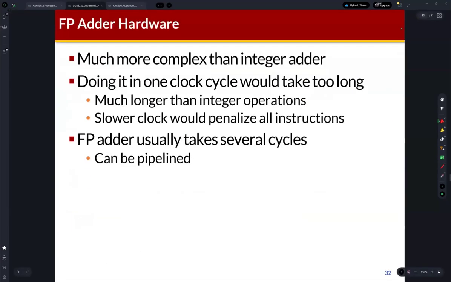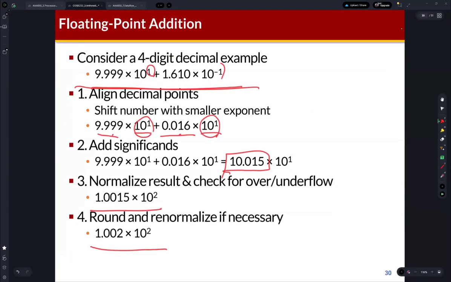So what does that mean? Our hardware, the floating point adder, also needs to perform these steps, right? And then you can find that these steps are more complex than integer arithmetic. For integer arithmetic, we can just perform addition directly for integer numbers, right? But for floating point arithmetic, we need to perform multiple steps like this.